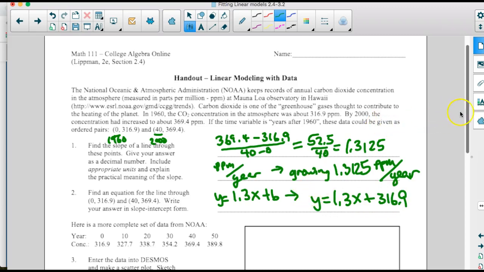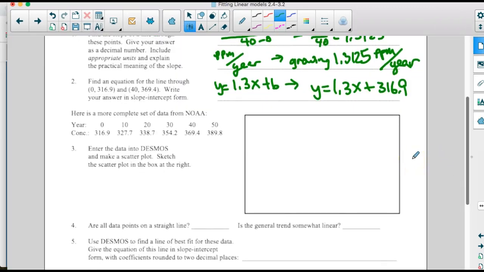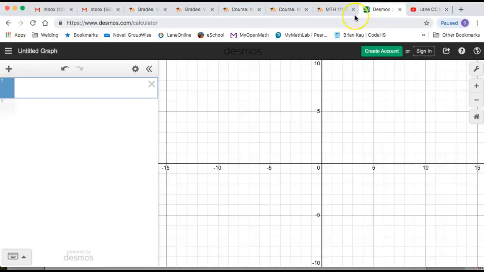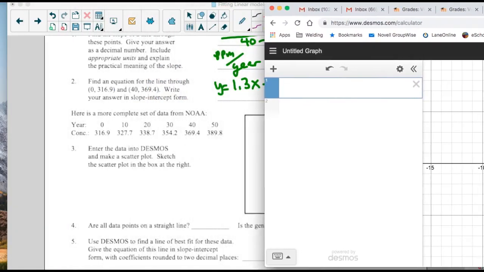All right, now we're going to use Desmos to see if we have a more precise equation that fits the data a little bit better. So we're going to go to Desmos here, and we're going to plot the data. First of all, we would need to have the data. Okay, so I'm going to move over here. Here's my data, here's my Desmos. I would go to the plus item to put a table in instead of an expression.